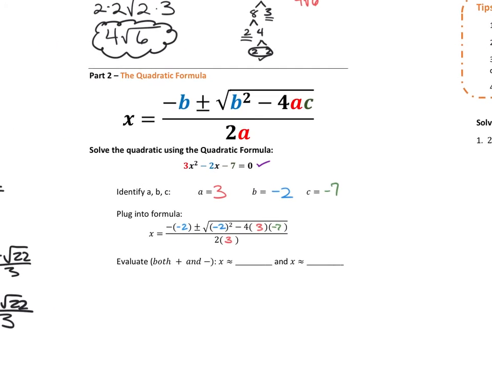If you remember what they were, even though I just took it off the screen, we had 1.897, which rounds to 1.90. And we had negative 1.230, which rounds to negative 1.23. So again, we're rounding to the nearest hundredths for this class. That's 2 decimal places.